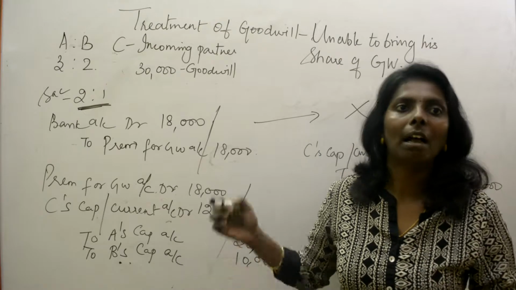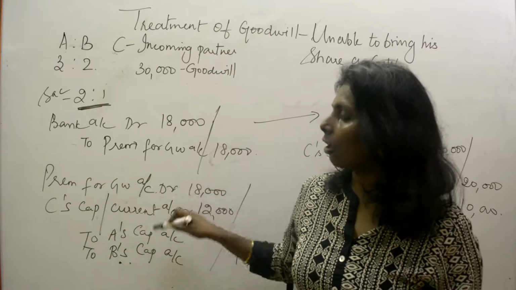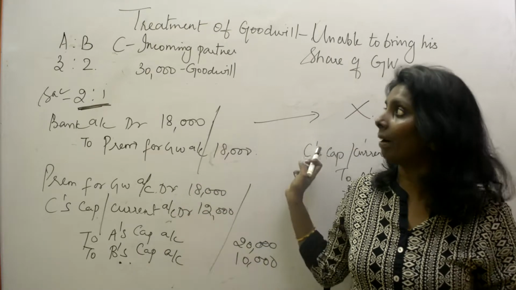So this is the case when he is unable to bring in his entire share of goodwill, or he could only bring in part of his share of goodwill. According to the cases, the entries will be passed.